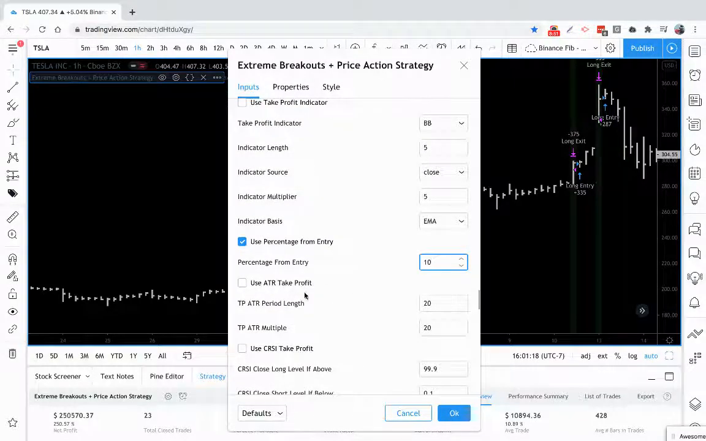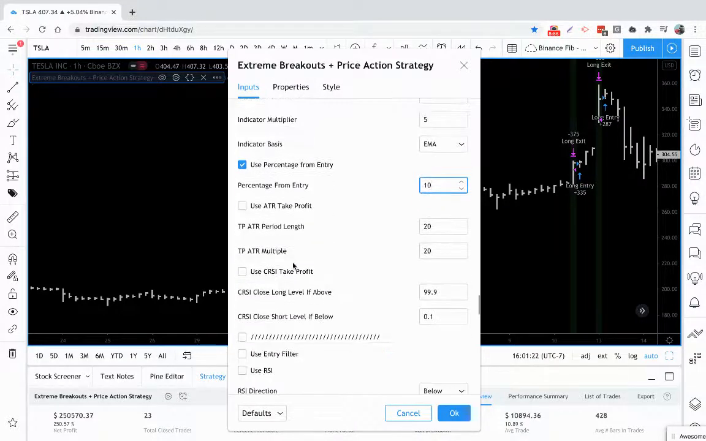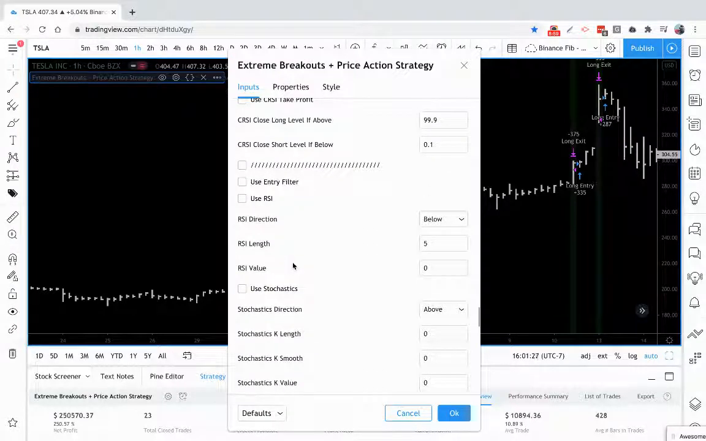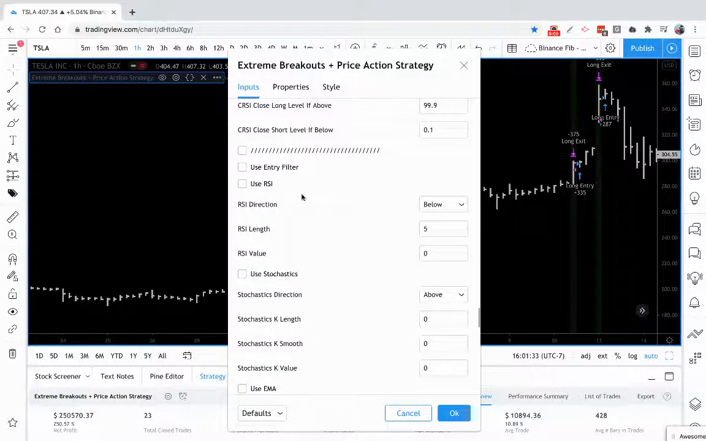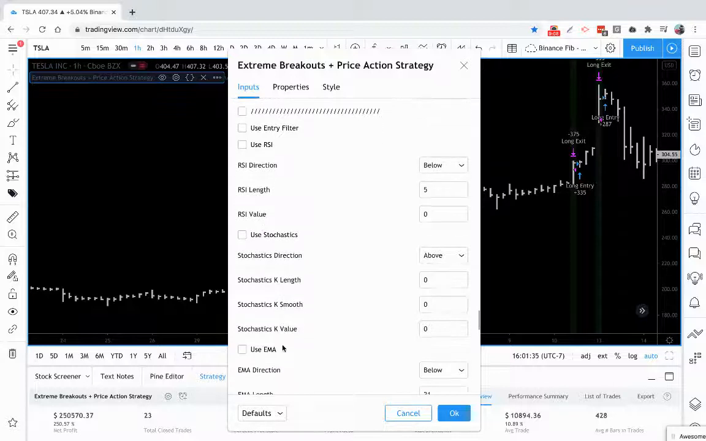If you want to use average true range where it's more dynamic, you can set that here for take profit. You can also use Connors RSI as a take profit also. And then on top of that, you have all these entry filters. So if you want to further define your entries and filter them, you can use RSI, stochastics, or being above or below a certain EMA to filter those out, or above or below a certain stochastics or RSI setting.